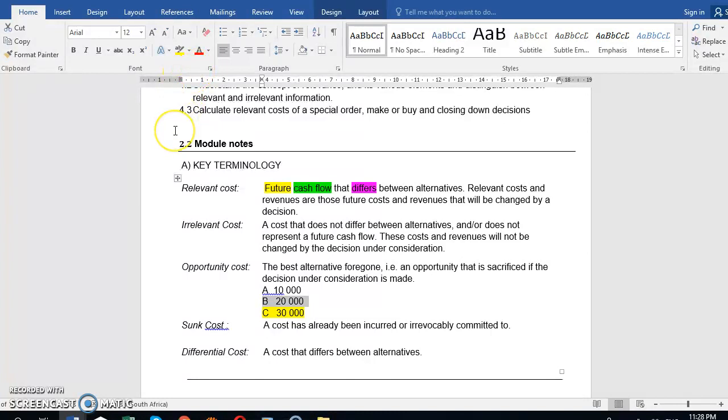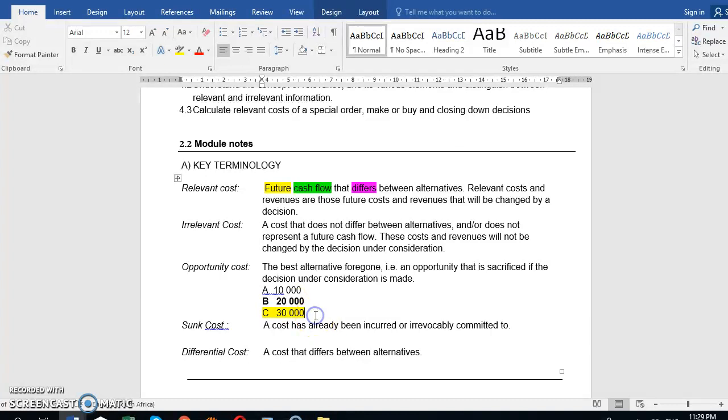So in other words, the best alternative forgone by choosing job C is 20,000, and that's known as the opportunity cost. Alright, so let me say that again. The best alternative forgone by choosing job number C is 20,000, and that's the definition of an opportunity cost. The best alternative forgone.